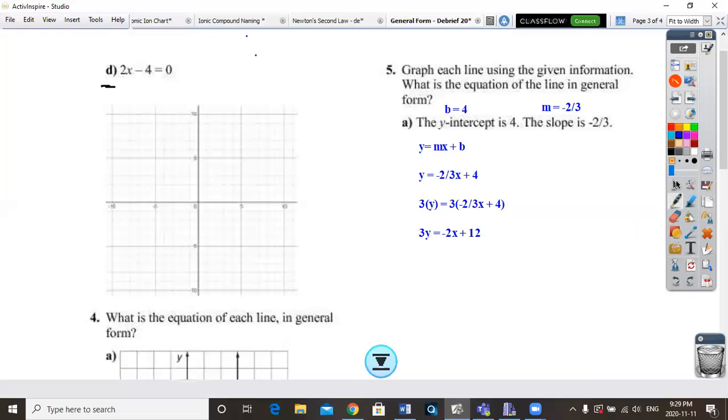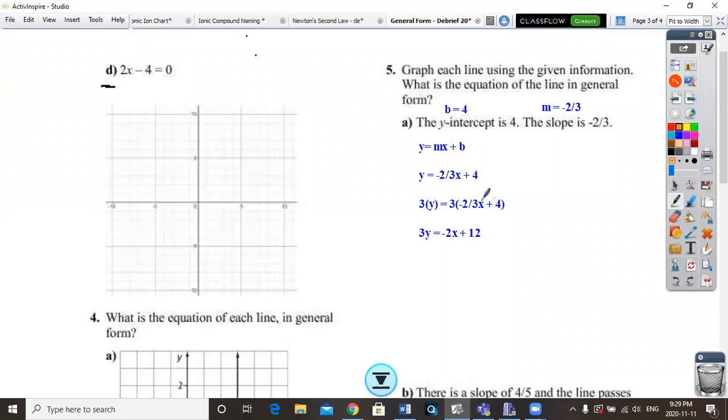Here, just so we understand what's going on, the 3 cancels, and it's 4 times 3. So it's -2/3 times 3. That's not a 3. That looks like a weird thing.